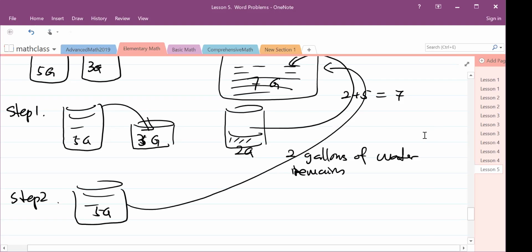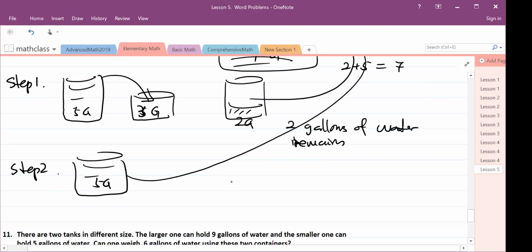First of all, you fill up the large container with 5 gallons of water and pour into the smaller container and fill it up. What is left in the larger container is 2 gallons of water. You put those 2 gallons into the larger tank, then you use the larger container again to fill it with 5 gallons of water. So 2 plus 5 equals 7. The idea behind that is that 7 is going to be 5 minus 3 plus 5. That's the equation we're using here.